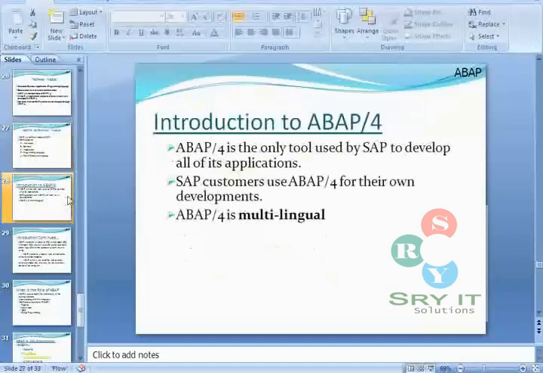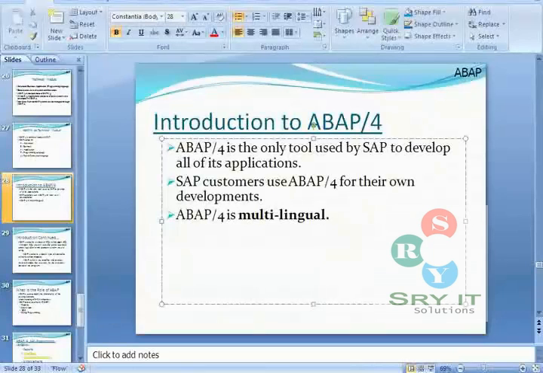See, if you go with C++ or C, you have a semicolon ending the line. But when you come to ABAP, any line will start with the keyword and end with the dot. Dot is nothing but period here.